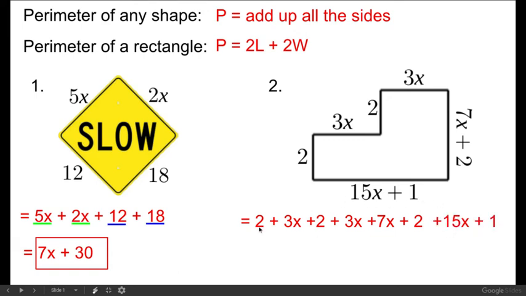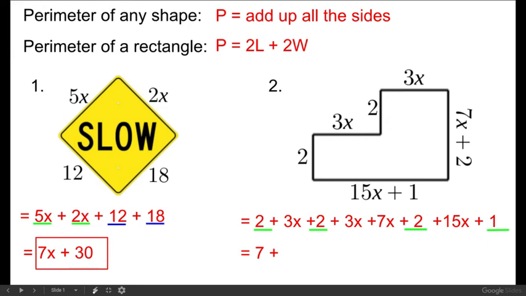So obviously I set up all my addition, but now it's time to simplify by combining like terms. So my first term out here is a whole number. So just to make it easy, let's combine all of the whole numbers that we see together. So we have 2 plus 2 plus 2 and plus 1. So that gives us 2, 4, 6, 7. 7 is our whole number.